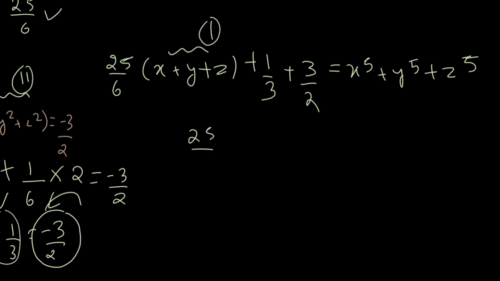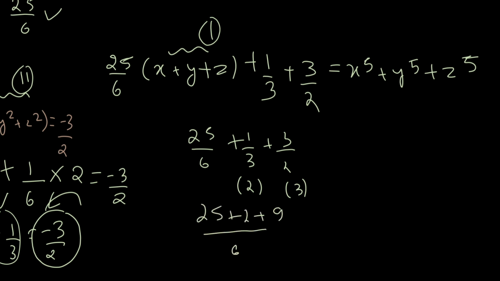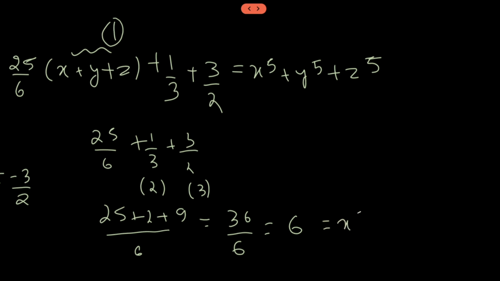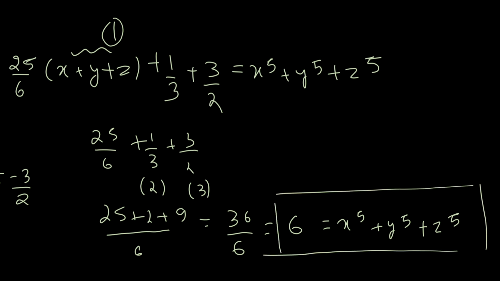So 25/6 plus 1/3 plus 3/2. By taking the LCM, so 2 multiplied over here, 3 multiplied over here. So 25 plus 2 plus 9 upon 6. And this thing is going to be equal to 27 plus 9, that's 36/6, and that is 6. And this thing is the value for x^5 plus y^5 plus z^5. So here we got the answer that we were looking for.